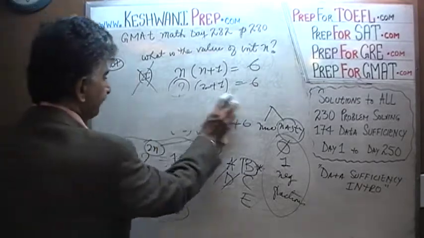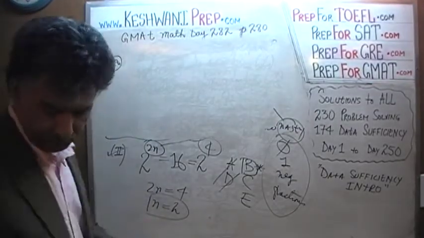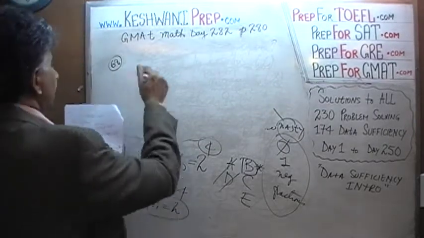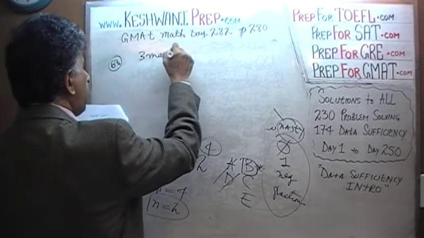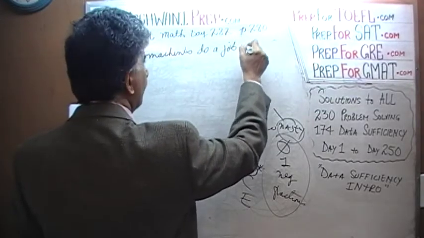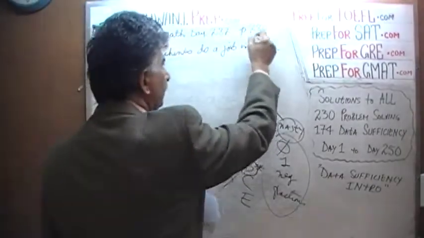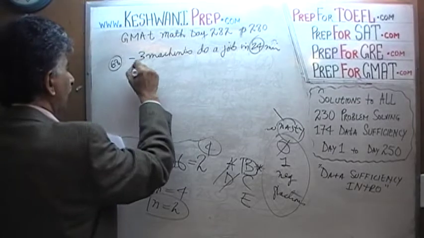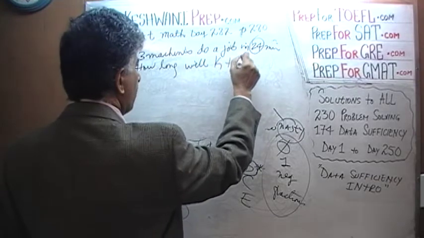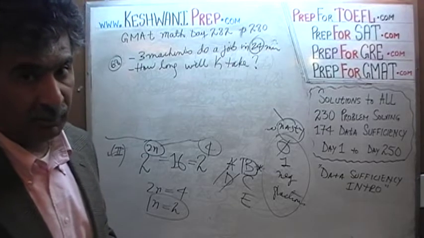It's been a long video. Number 68. We are told that 3 machines do a job in 24 minutes. So we have 3 machines and they do a job in 24 minutes. The question is, how long will K take? Machine K, if it were to work by itself, how long will it take?